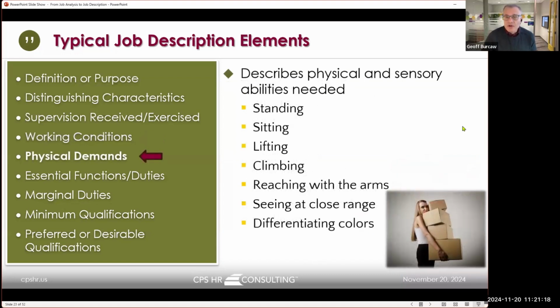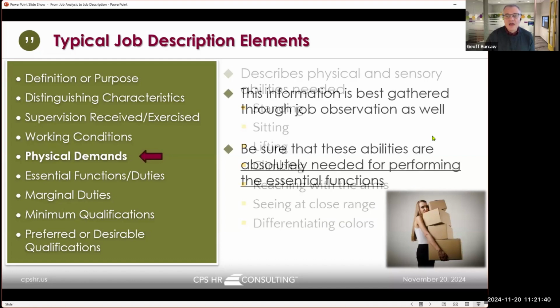Similarly, you might list physical demands, like whatever physical activities you have to do: standing, sitting, lifting, climbing, reaching with the arms, being able to see things at close range, visual acuity, differentiating colors, and all kinds of things. You might have some kind of statement about those things.